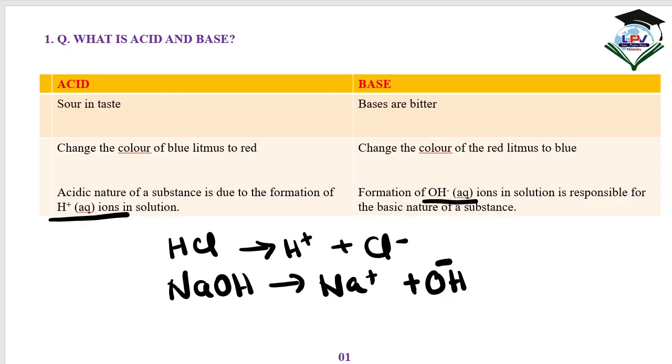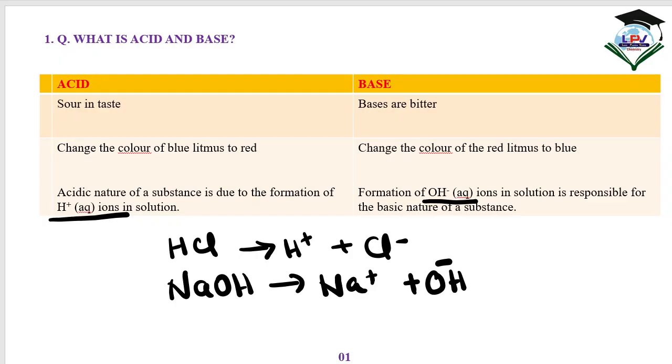We all know that lemon, tamarind, tomato contain some kind of acid. That is the reason when we put it in our mouth, we get a sour taste. Whereas soap solution, soap, detergent, baking soda are bitter in taste. We use them for various purposes like washing clothes, where we use washing powder, and for baking the cake, we use baking soda. They have many different uses.